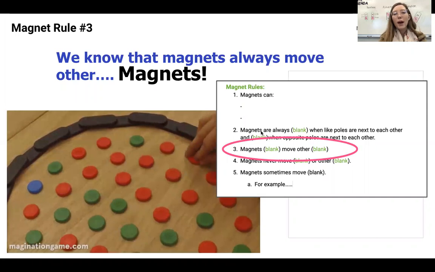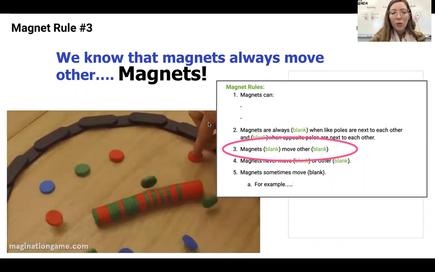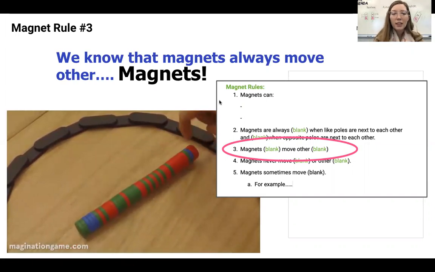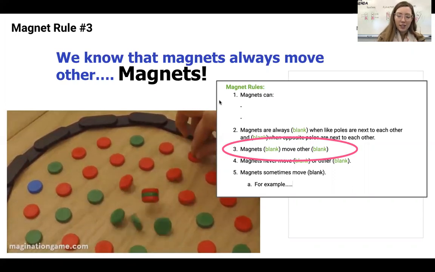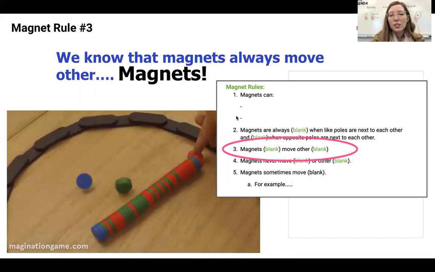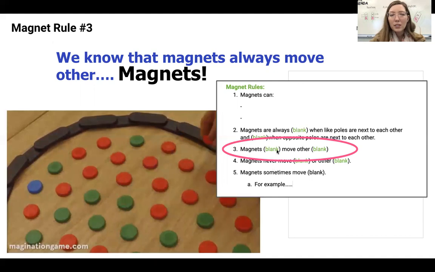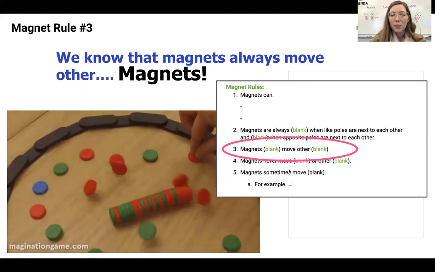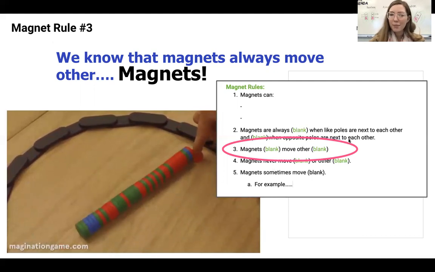What we know about magnets is that magnets always move other magnets. We know that based on the different ways they can interact, attracting or repelling. We also know that magnets move other magnets, as you can see in this little GIF here. What you're going to do is fill in the blanks on that third rule there, and it's going to say magnets always move other magnets. That's what your magnet rule number 3 is going to be. That kind of rhymed.